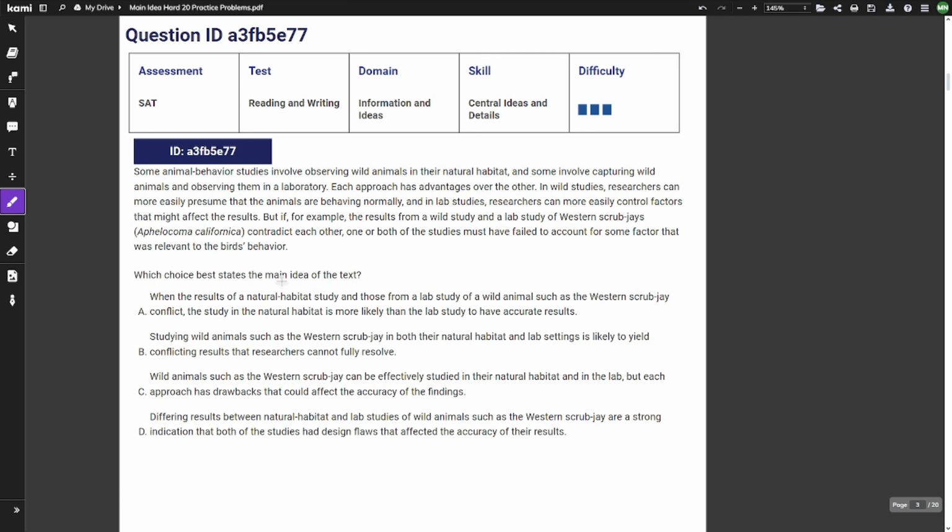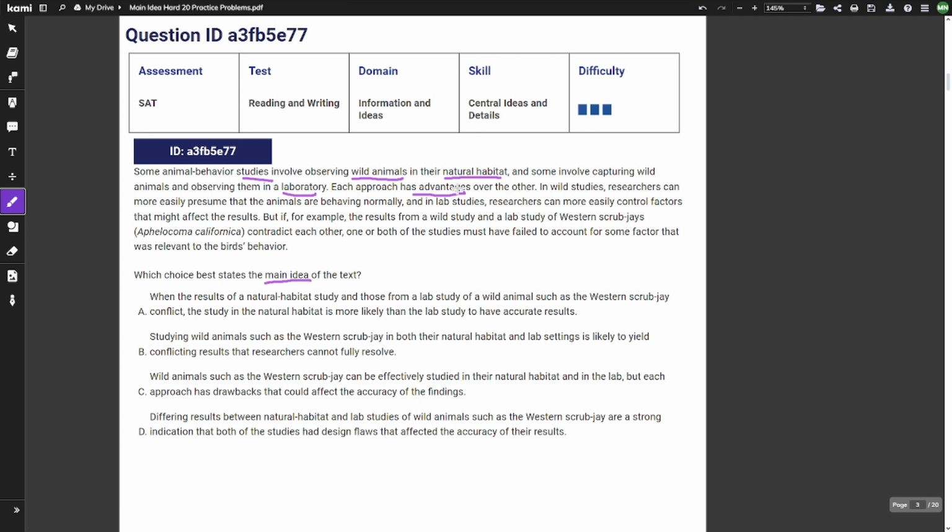Alright, so here the question asks us to find the main idea. So let's just quickly summarize what the text says. It talks about animal studies and observing animals in their natural habitat and also observing them in a lab. Then it says that each approach has advantages and disadvantages. And then it says that if the results from both types of studies contradict each other, it could be because they fail to account for some factor.